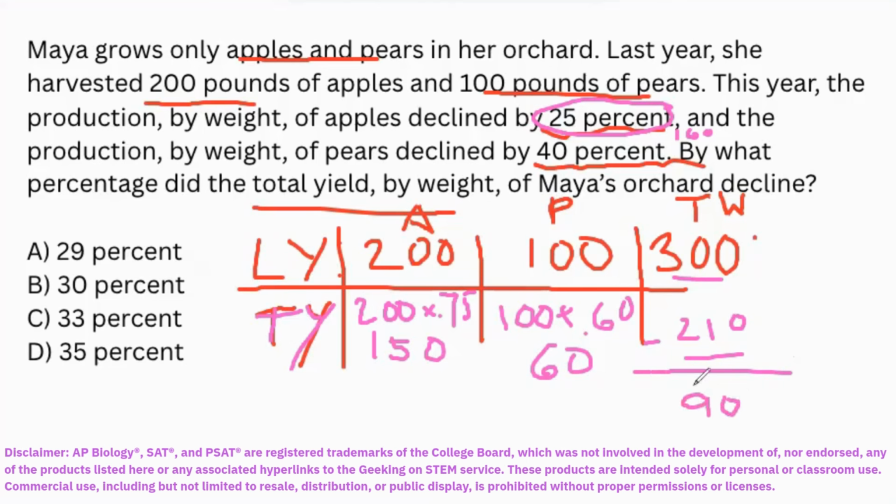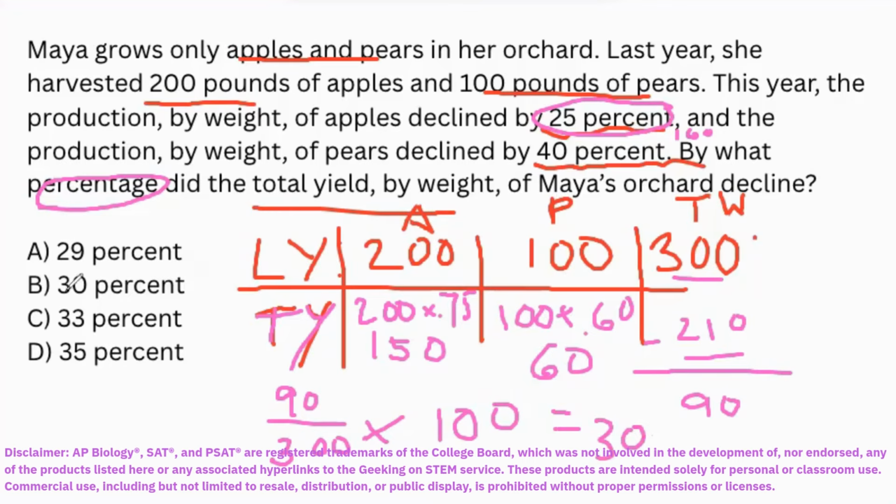Now they want to know the percentage, right? They want to know the percentage. They don't want to know the total pounds. So 90 would be just the weight. However, we want to know the percentage decline from the original. So it's part over whole times 100. So our 90 over our original or total weight, which is 300, times 100. So if I type that into Desmos, that's going to give us 30. So the best course answer here is 30.